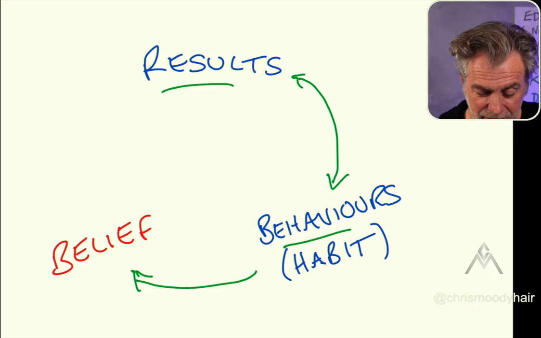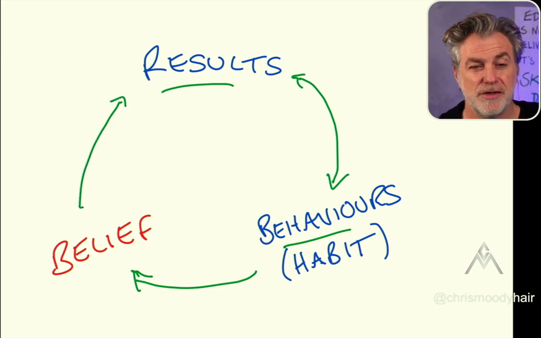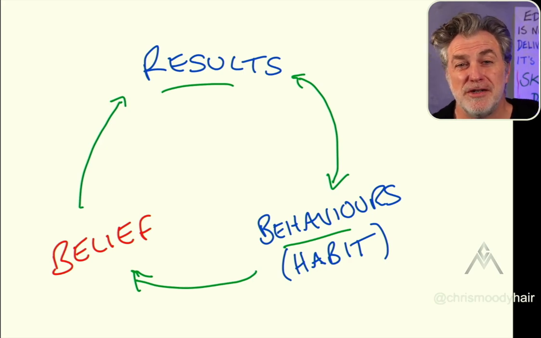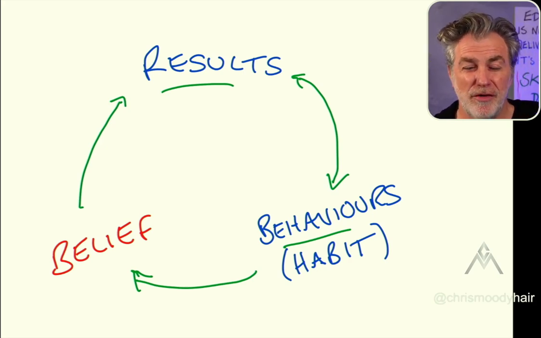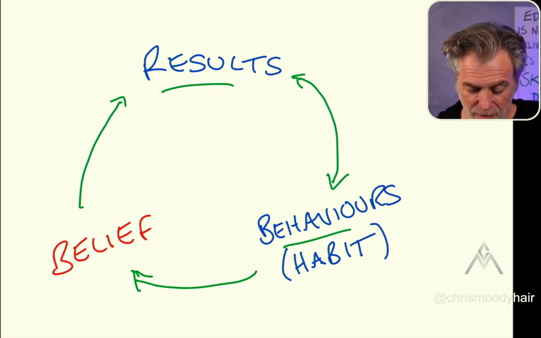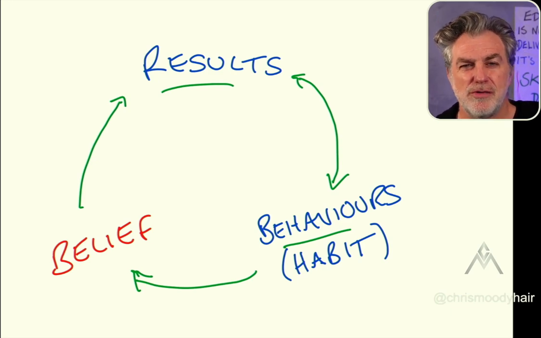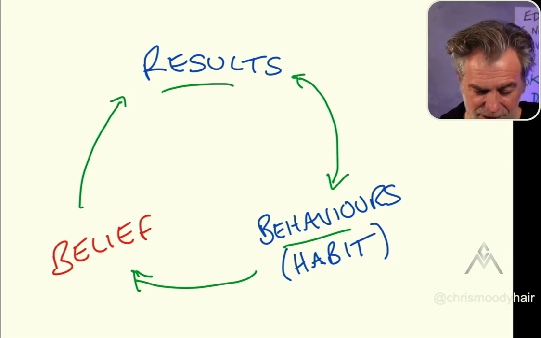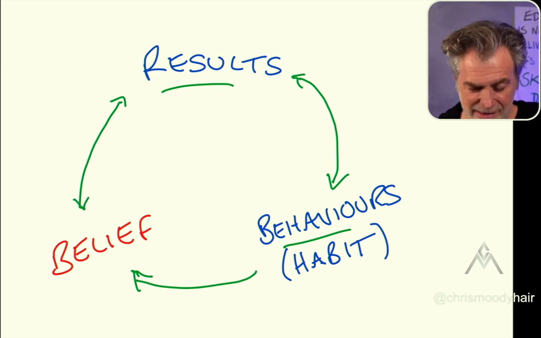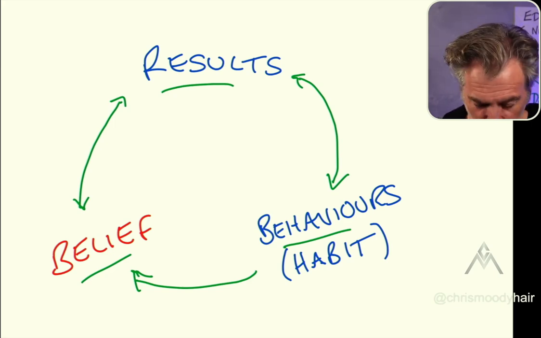And that belief can even become a justification for the kind of results that we get. Well, it always turns out like that for me. I'm not very good at this, or I prefer it when I do that. And so it's this kind of cycle that we get into. We get used to these results because they're incredibly consistent and incredibly reliable. So these results actually set up this belief system. It must be true because it always happens.